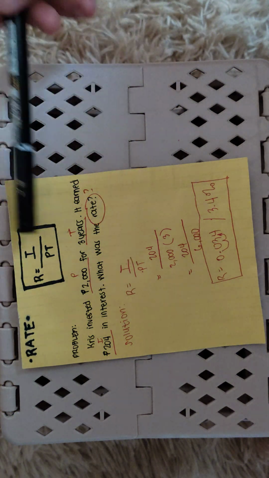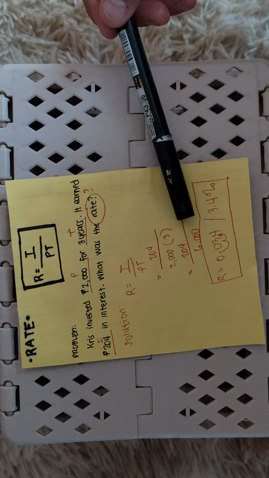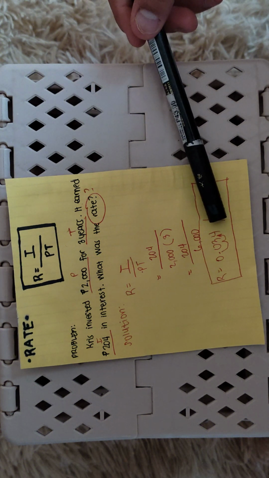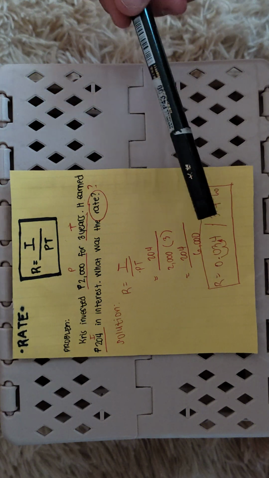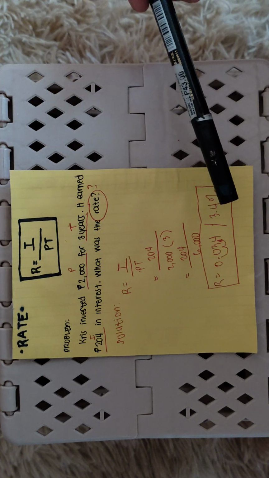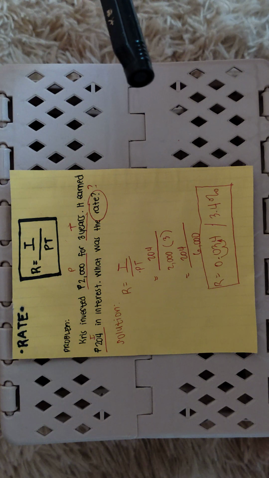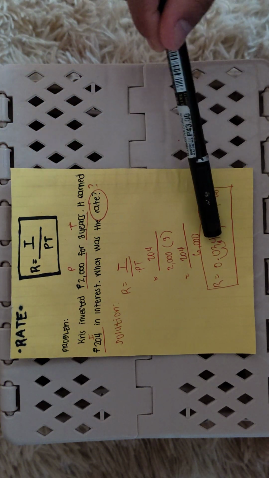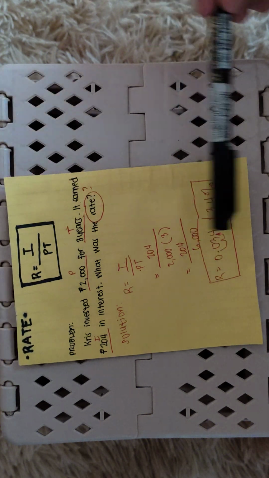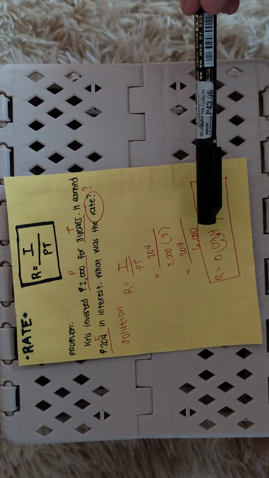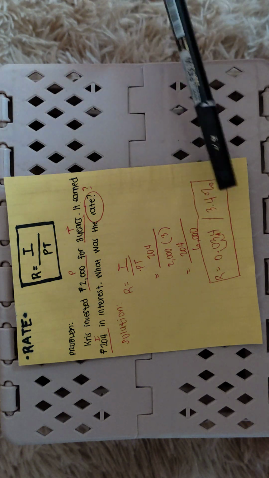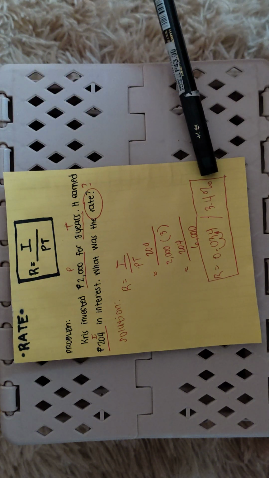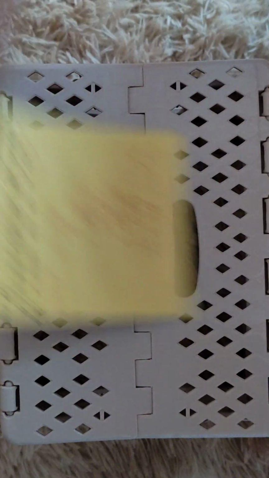So solution, copy the formula, then substitute everything. And then 204 divided by 6,000 is 0.034. And for formality, or for an accurate answer for our rate, you need to convert this decimal form into percentage form. So I've moved 2 places to the right in order to convert it to percentage form. So 0.034 became 3.4% for our rate.